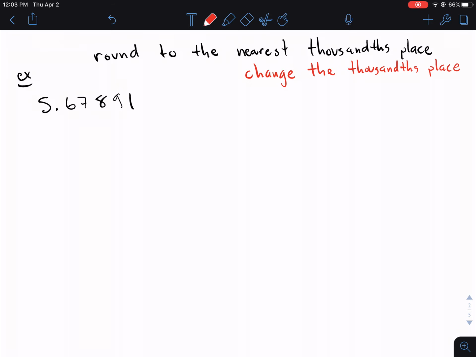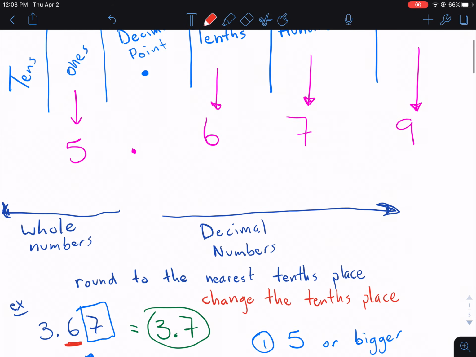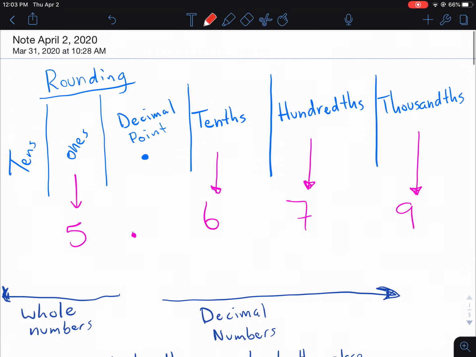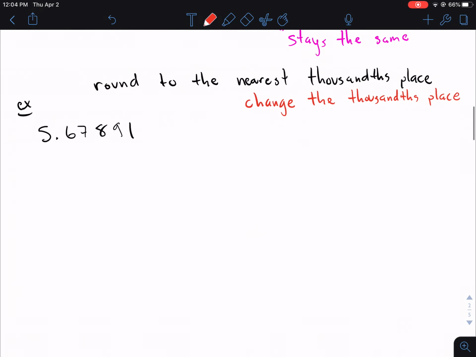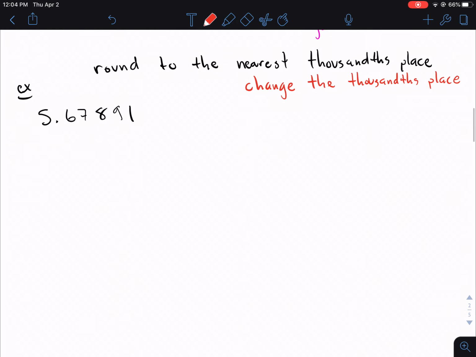So what number is in the thousandths place? Let's look at our chart. Here's the decimal point. We count to the right. 1, 2, 3. We count 3 times to the right. So here's my decimal. 1, 2, 3. What number is in the thousandths place?